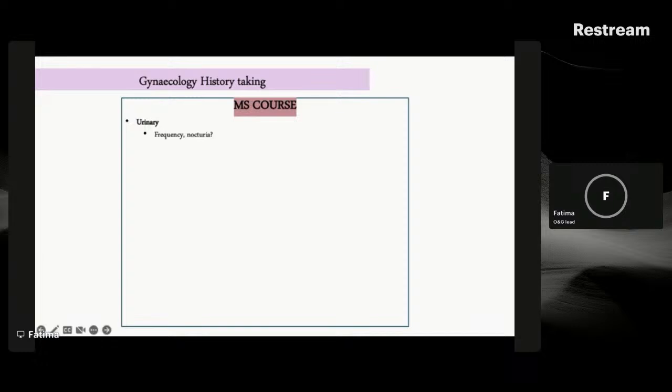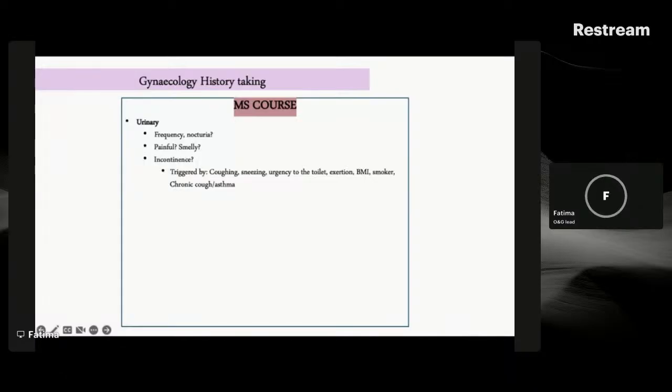And then for the U, it would be urinary symptoms. So how often do they urinate? Do they need to urinate in the night? Is the urine painful? Is it smelly? Do they get incontinence? And is that incontinence triggered by coughing, sneezing, urgency to go to the toilet? Is it exertional? Is their BMI high? Are they a smoker? Do they have a chronic cough or asthma?